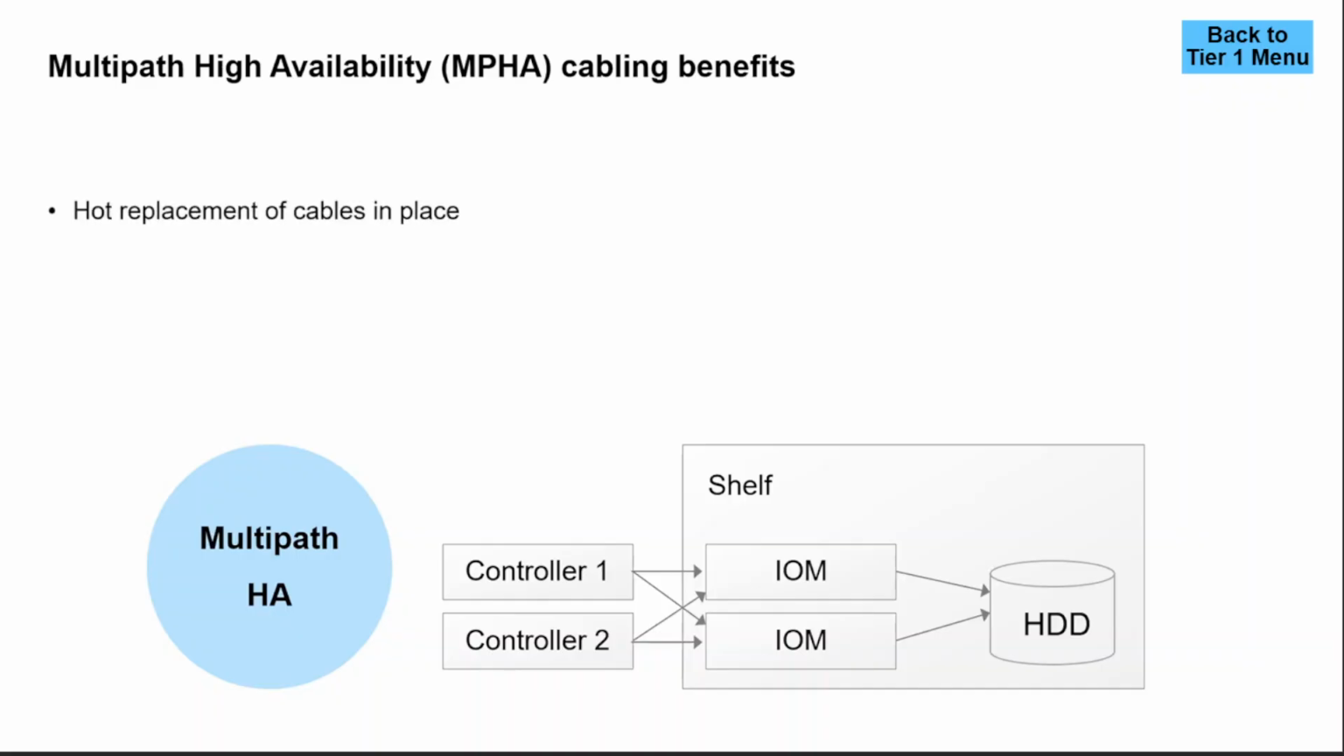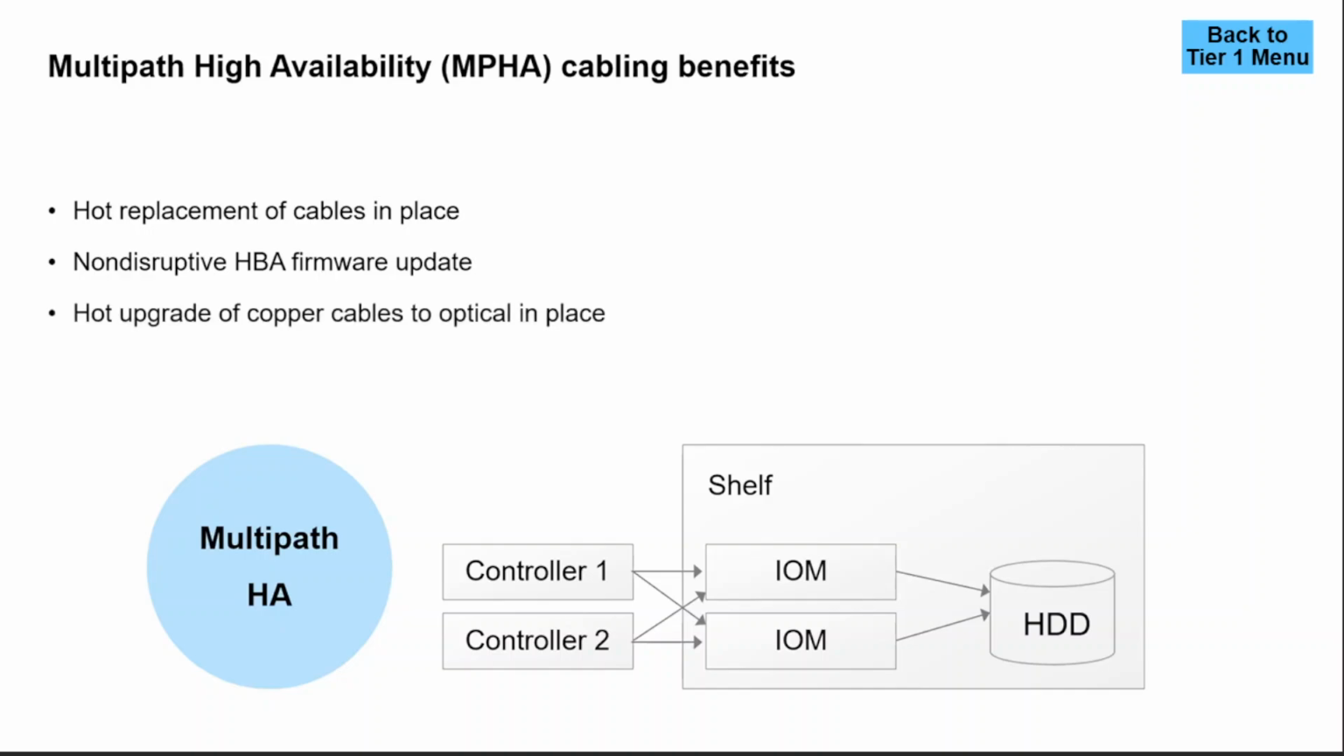Faulty cables can be replaced without requiring downtime. Firmware upgrades often offline the upgraded component. Having a connection to a redundant component allows the upgrades to be non-disruptive. If the environment needs to convert to optical cables, the changeout can occur while the system is running.